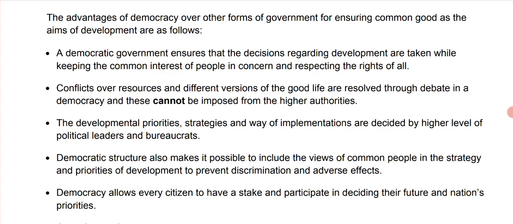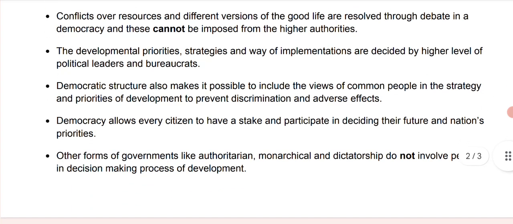If the nation is not democratic, then the decision will come from only one center of power, and ultimately the voice of the people will not be included, and there are high chances of conflicts. Development priorities, strategies, and the way of implementation are decided by higher-level political leaders and bureaucrats. A democratic structure also makes it possible to include the views of common people in the strategy and priorities of development, to prevent discrimination and adverse effects.